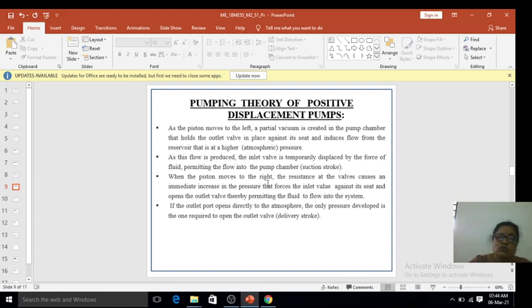Whereas when the piston moves to the right, that is from rod end to cap end or cap end to rod end, the resistance at the valves causes an immediate increase in the pressure that forces the inlet valve against its seat and opens the outlet valve, thereby permitting the fluid to flow into the system. If the outlet port opens directly to the atmosphere, the only pressure developed is that required to open the outlet valve, that is nothing but the delivery stroke.